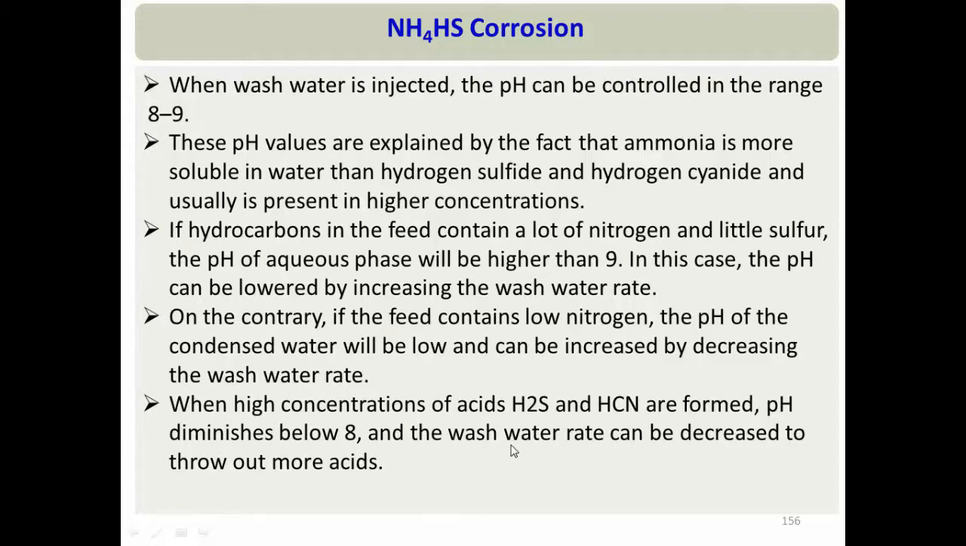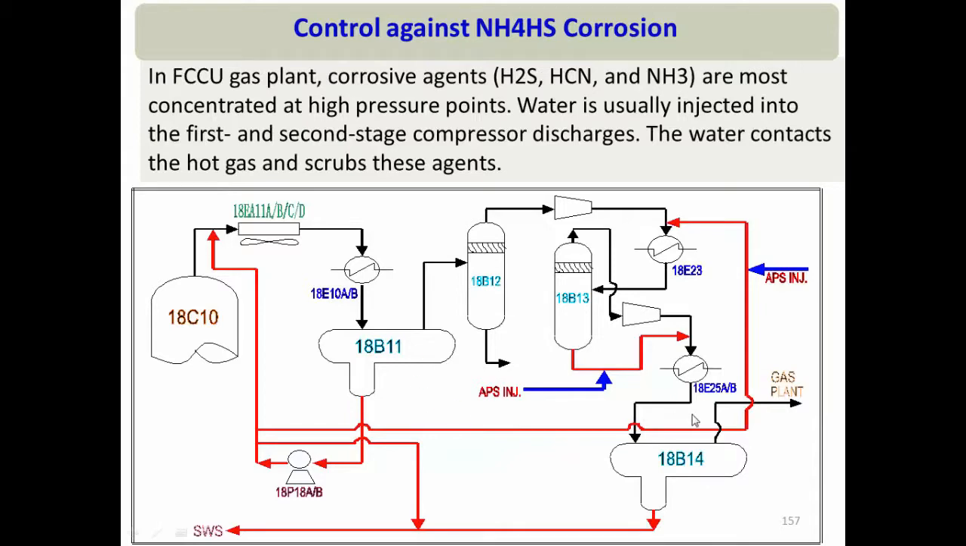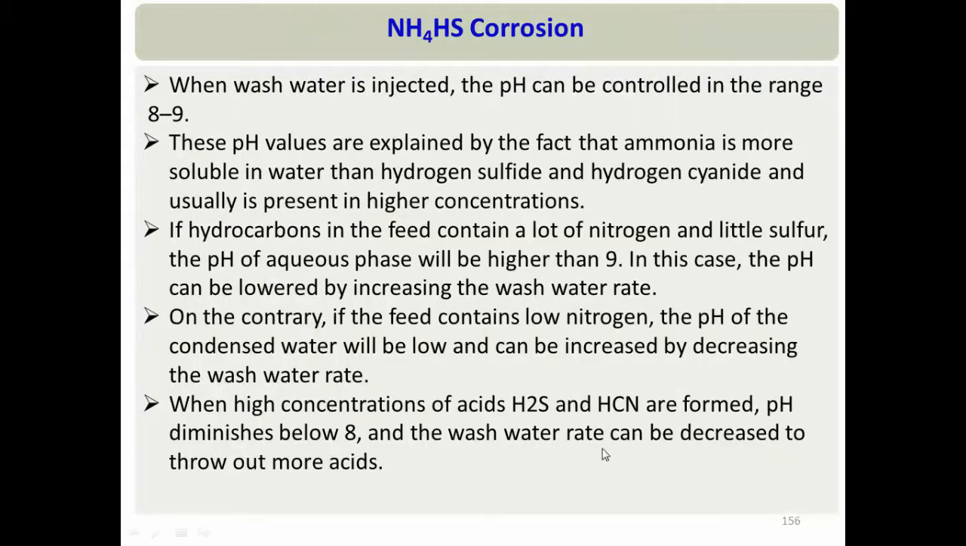And how can we do this? See, this is a typical example of this water wash circuit. For example, this is the overhead reflux drum and this is the compressor, a two-stage wet gas compressor. What is usually done is that from the boot of the overhead condenser, this sour water is dosed in the overhead circuit as well as in the first stage discharge, and some sour water is discarded into the sour water stripper unit. So if the concentration of sulfide and cyanide goes high, we should increase this slip stream so that the concentration remains at the lowest possible level. That's why it is written that if the concentration of H2S and HCN increases, we should increase the slip stream and decrease the water wash rate.